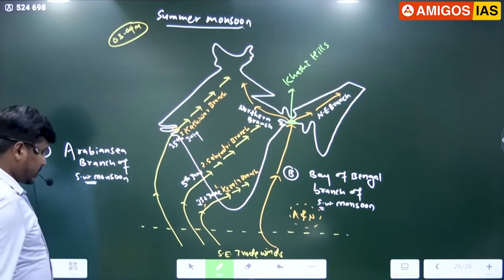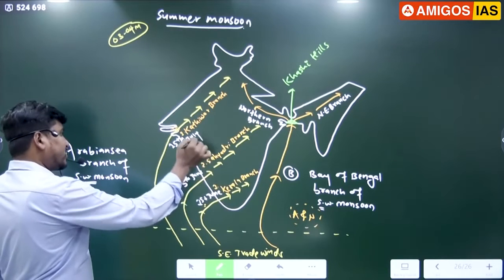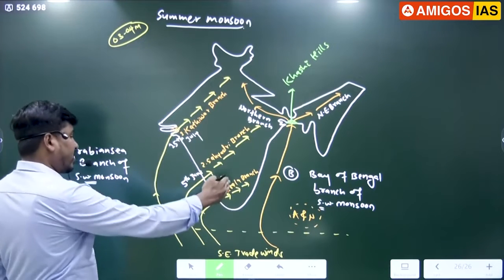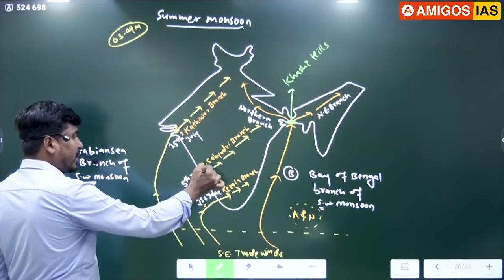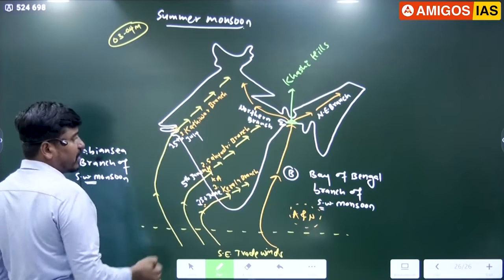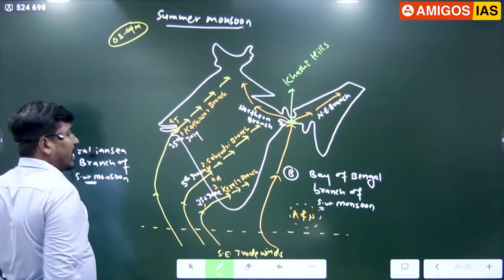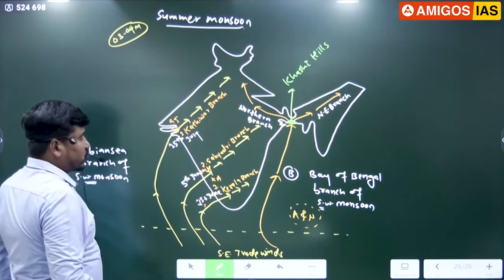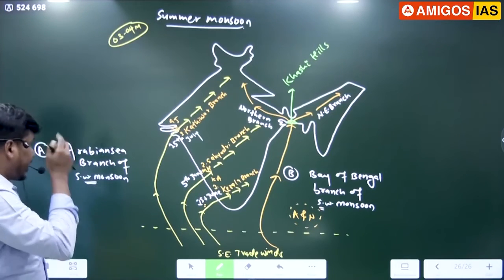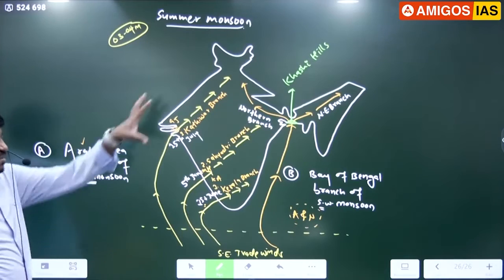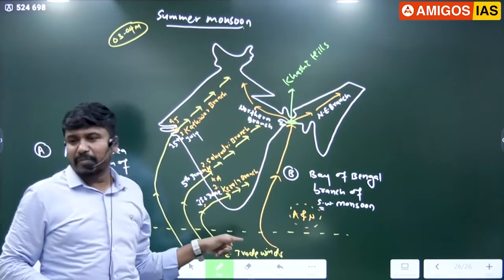And this Arabian Sea branch enters India through three sub branches. Listen first: Kerala branch, Sahyadri branch, and Kathiawar branch. Kerala branch enters through Kerala. Sahyadri branch enters through Karnataka and Maharashtra and even Goa, right? And Kathiawar branch enters Gujarat. And almost the entire India will be covered. So if you get the question, which branch covers the entire or maximum portion of India? The answer is the Arabian Sea branch. And the northeastern states and northern part of India are covered by the Bay of Bengal branch, right?